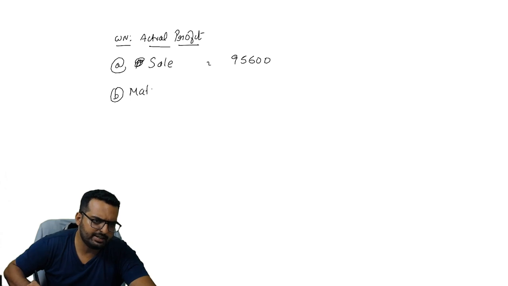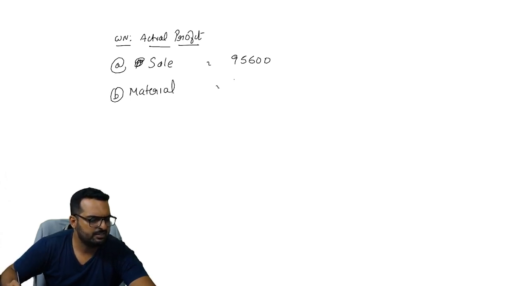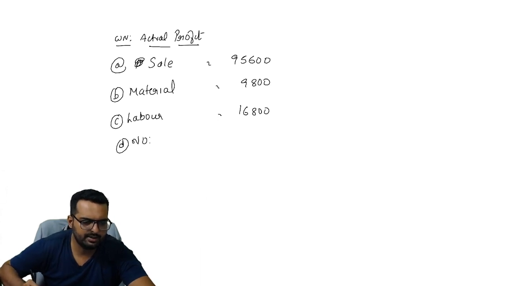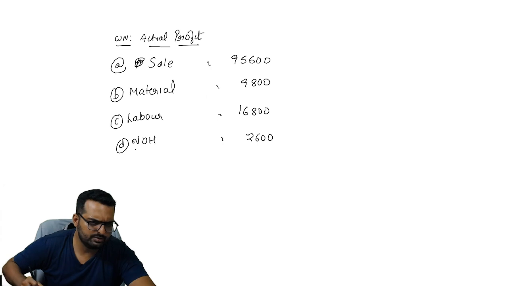What is the actual material cost? Again, AQ into AP. Okay, 9,800. What about labor cost? 16,800. Okay, what about variable overhead? 8,500 or 2,600? 2,600, right? What about fixed overhead?